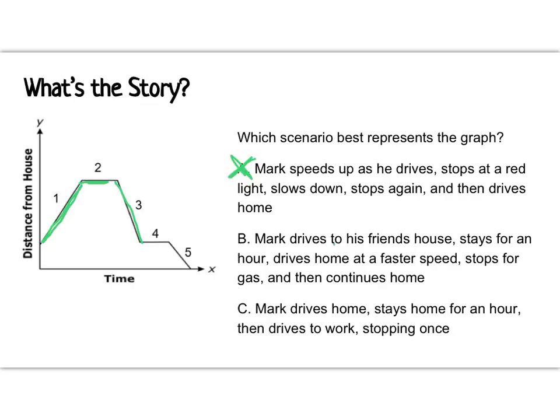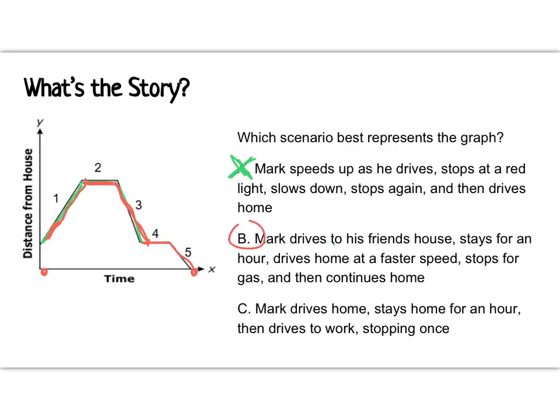So A is not correct. So let's look at B. B says Mark drives to his friend's house. So this could be true because if he's driving to his friend's house, he's getting farther away from home. Stays for an hour. So if he's staying for an hour, time is going by, but he's not getting any farther from his house. He drives home at a faster speed. All right, well, this would represent driving home because he's going down. He's getting closer to his house, which is down here. Stops for gas, means he's not going anywhere, but time is still happening. And then he continues home. And that would mean at the end, he is home. So B is our correct answer.